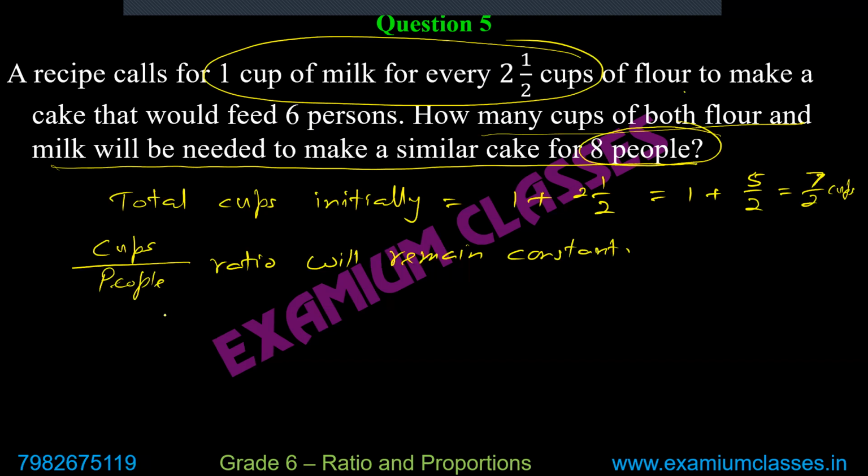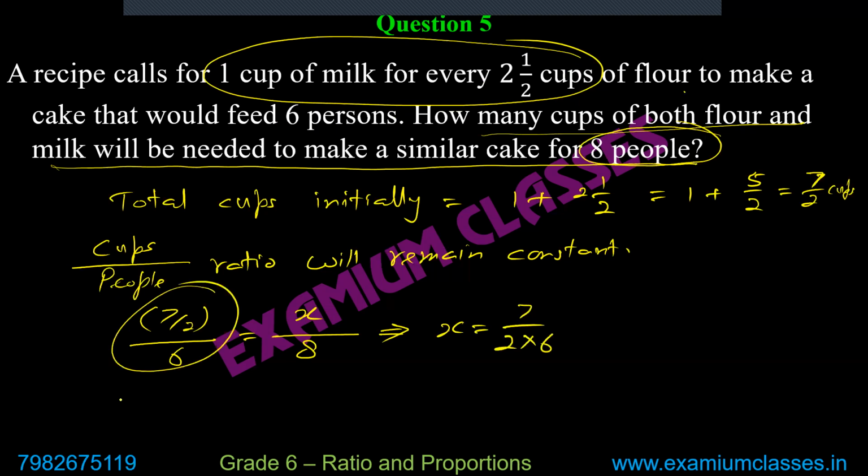It means how many cups initially we have? 7 by 2. How many people initially we have? 6. Now say we need X cups total. So X divided by how many people we have? 8. So from here, first we can calculate value of X. So X will be 7 by 2 into 6.